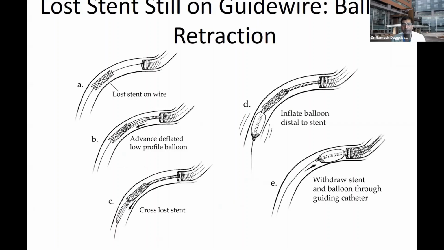So that way I think it is easier to not really cause intussusception of the stent or actually foreshortening, and it can be brought back easily. So that's what I would do.